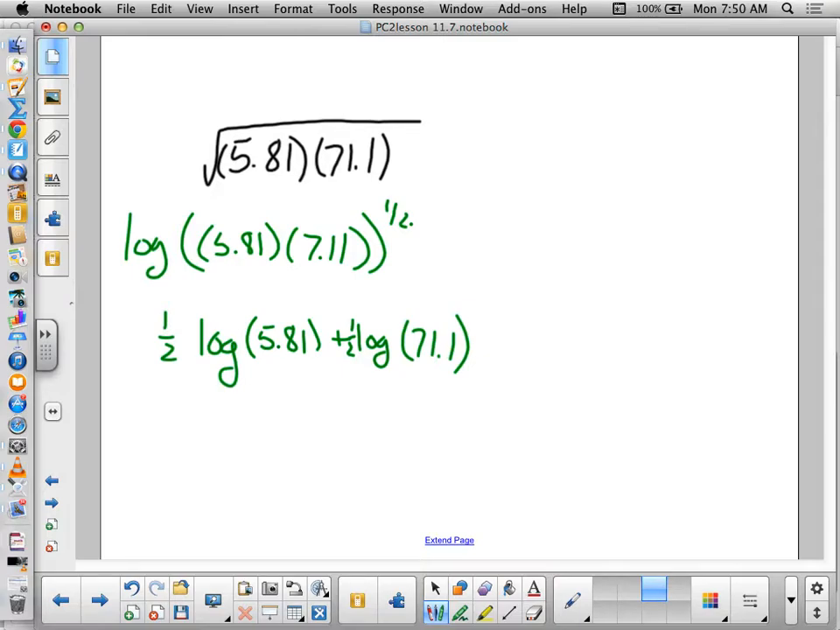because we have tables of logs and slide rules. And with that, we could look up the log of 5.81, multiply that by 1/2, log of 71.1, multiply that by 1/2, and then reinstate that with 10 to the power to do the inverse function again. To take the log of it, we'd have to invert it back, but we could actually do this with tables and a slide rule. That's how we'd handle that.